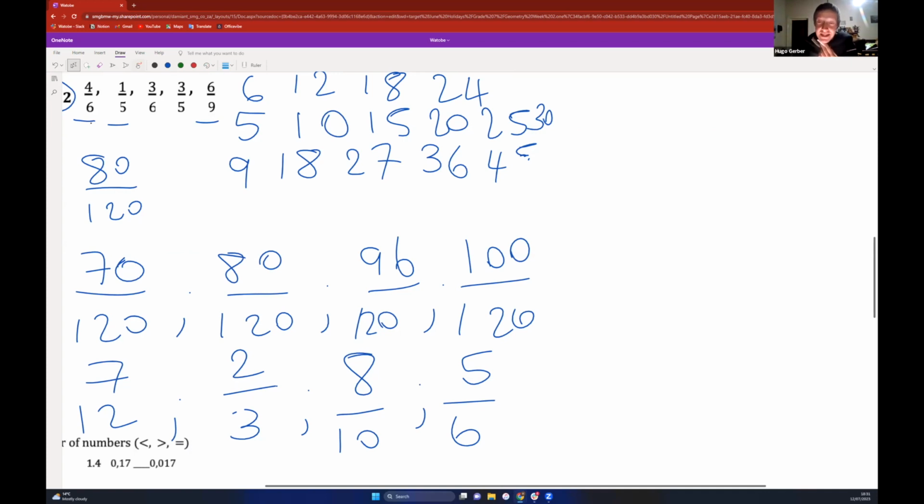Okay, so it is 90 because 90 is the lowest number that we found that can be divided by 6, 5, and 9. So 9 goes into 90 10 times. 6 goes into 90 15 times. And 5 goes into 90 18 times. Good, Umar. Thank you.